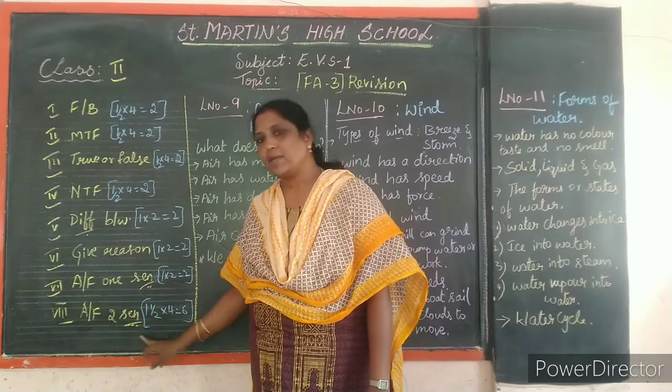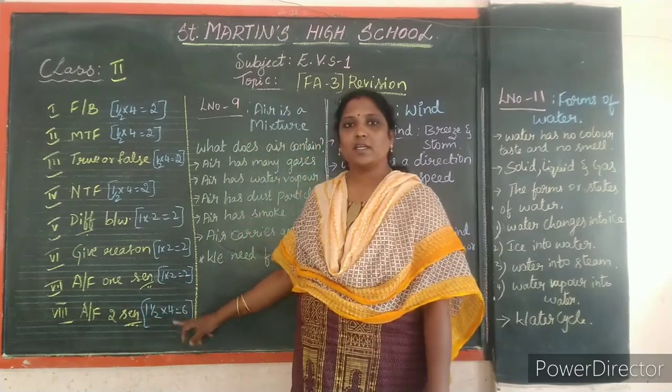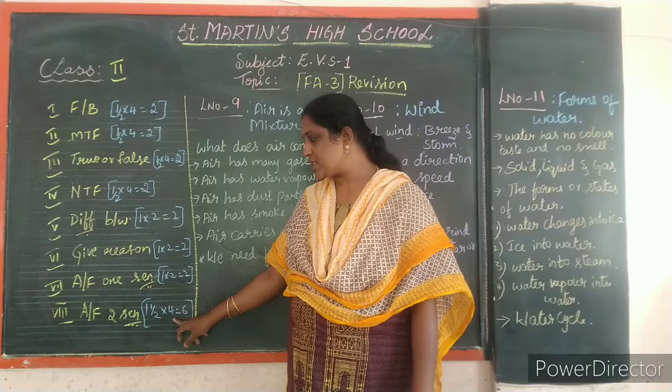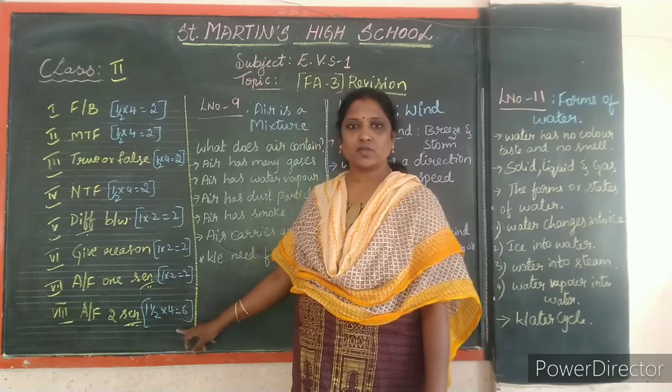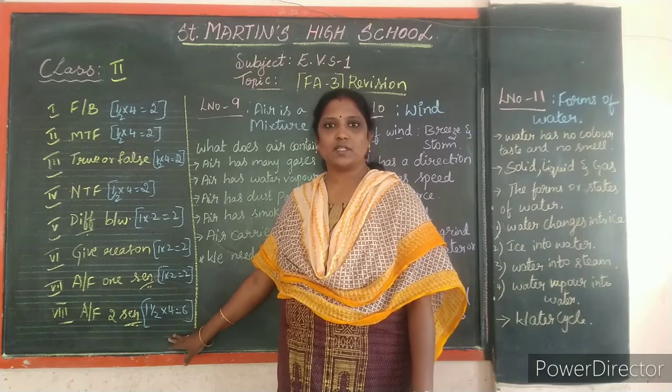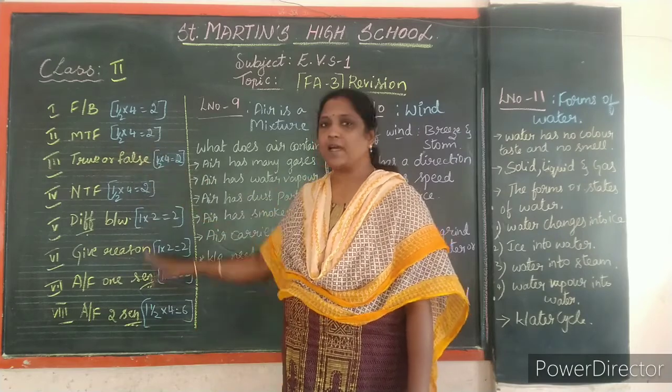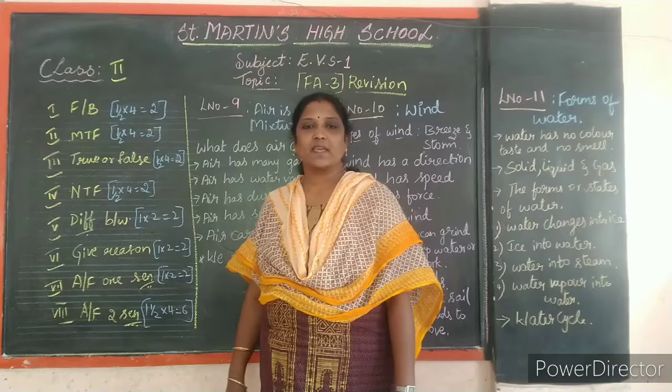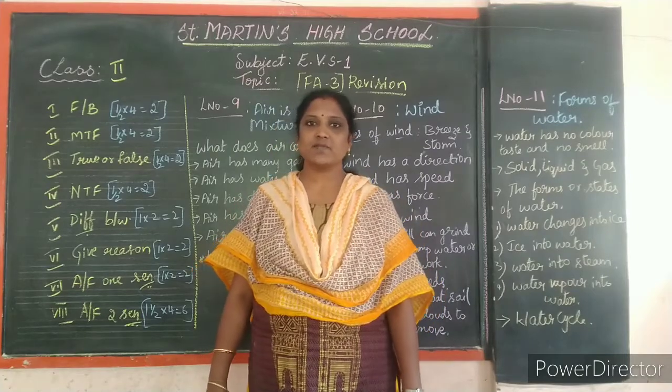And 7th main you will be having answer the following. In this you will be having 4 questions, that is 1.5 marks for each question. And in this main you will be having a diagram also children. Okay, so totally you will be having 20 marks for your FA3. So let us start the revision.